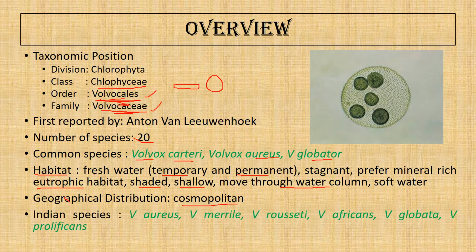The species of Volvox that are found in India are Volvox aureus, Volvox merrilli, Volvox rousseletii, Volvox africanus, Volvox globator, and Volvox prolificus.